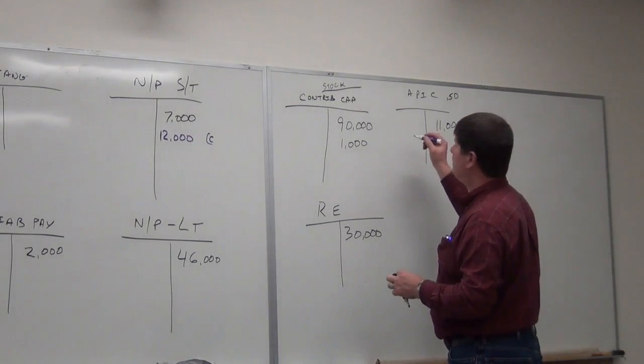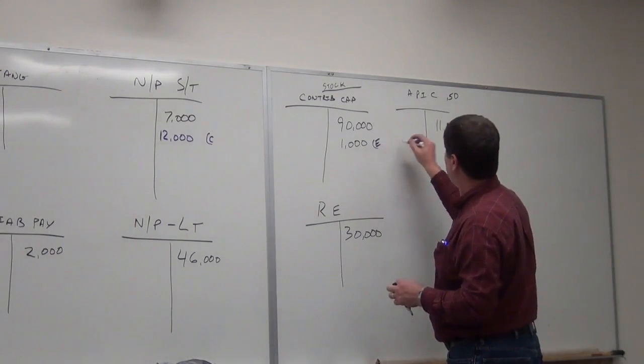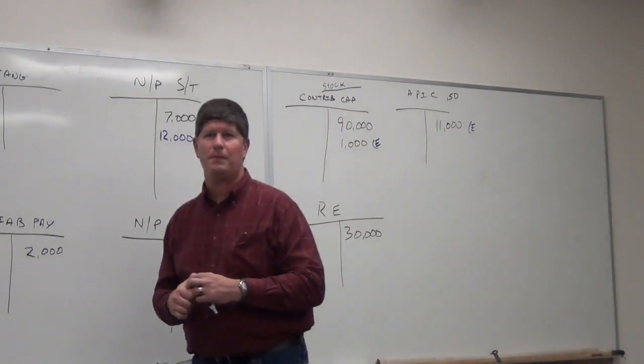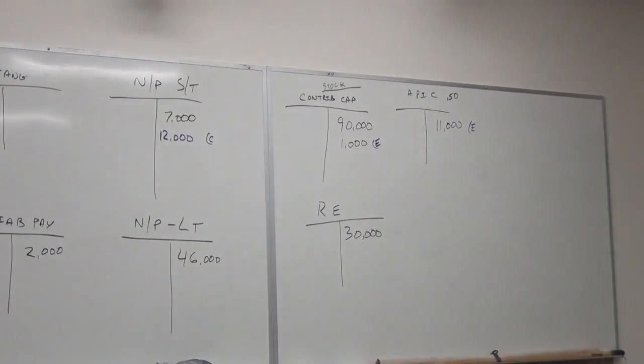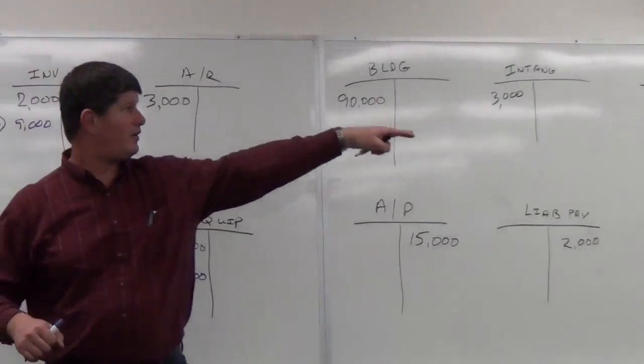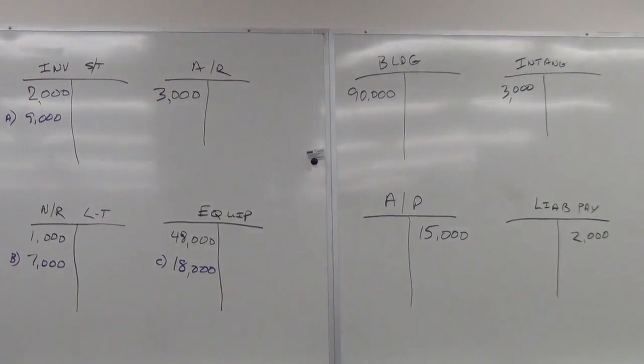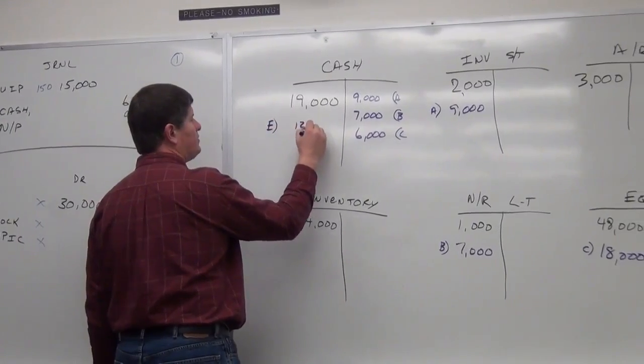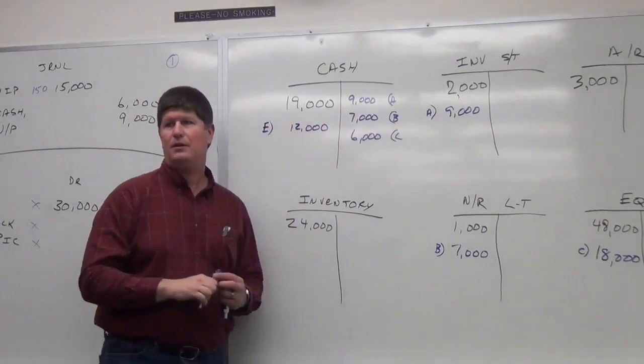And I think I'm on E, right? E. So what's my other entry? Cash, right? I got cash in exchange for this. So I've got my 2 credits over there. Cash would increase by how much? The whole $12,000 as a debit.